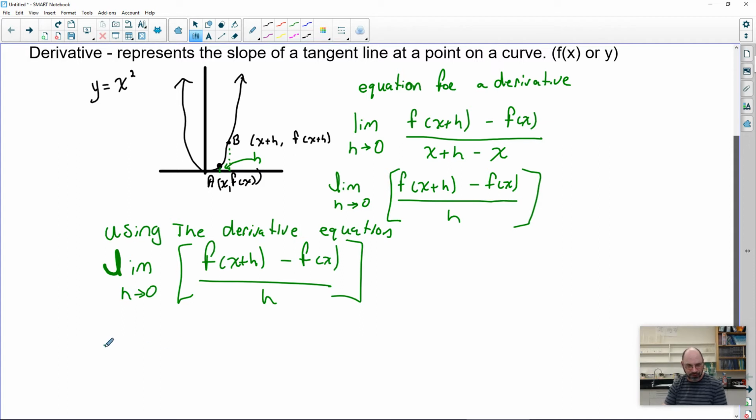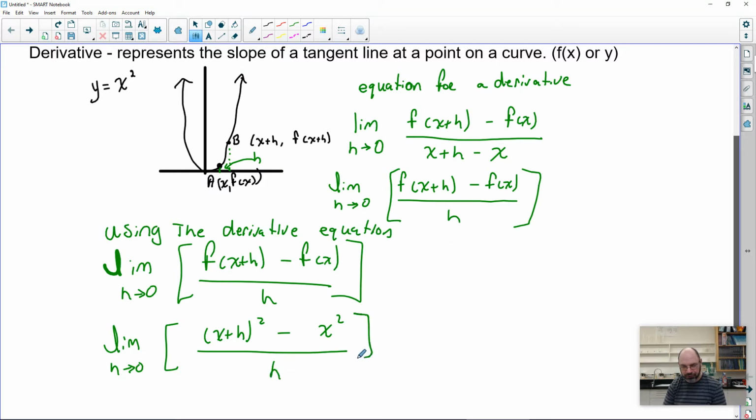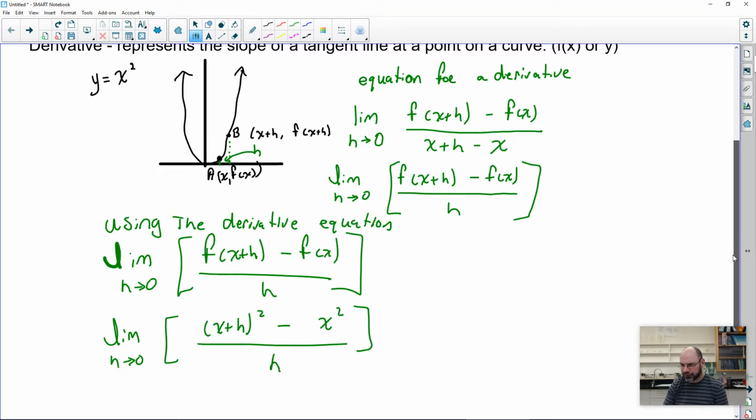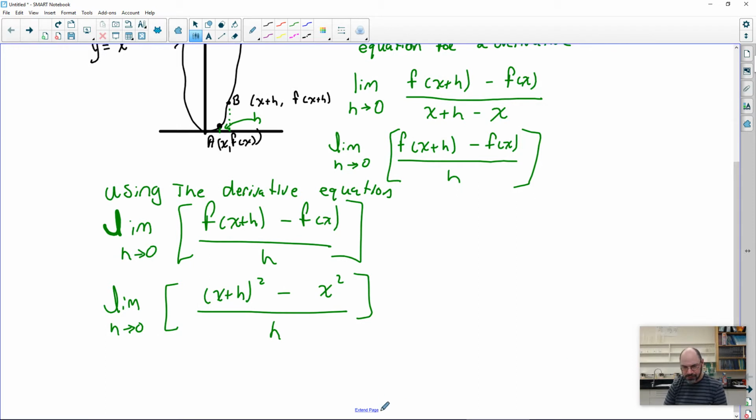So it's going to be the limit as h approaches 0 of, f of x is x squared, so we're going to put this in. So x squared is x plus h squared. So it's going to be x plus h squared minus x squared all over h, as h approaches 0. So let's do our algebra here just to evaluate this limit.